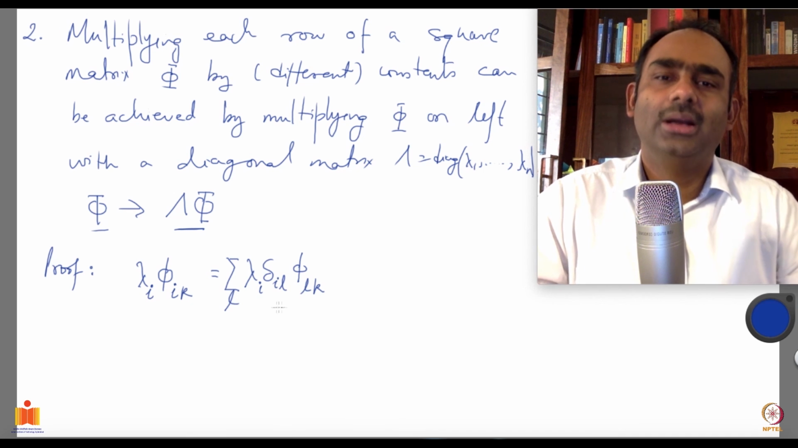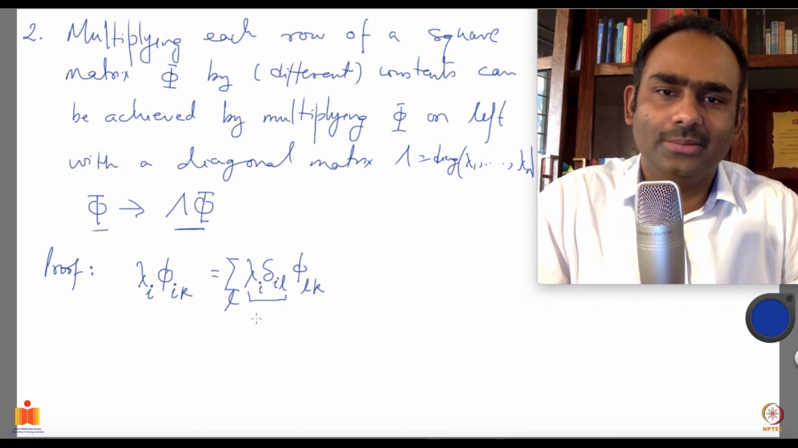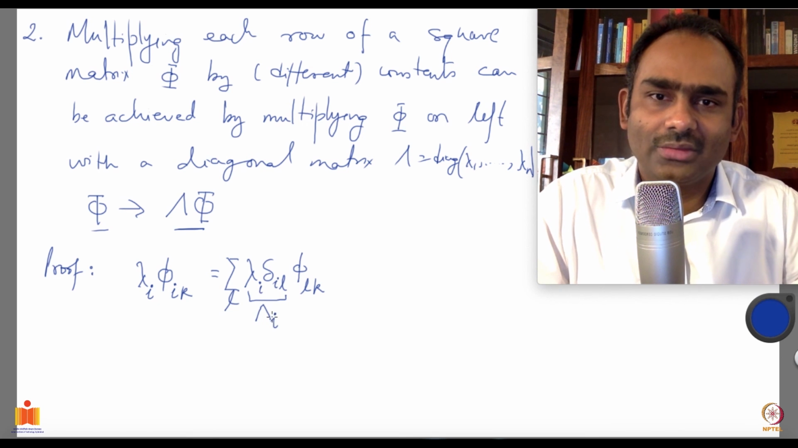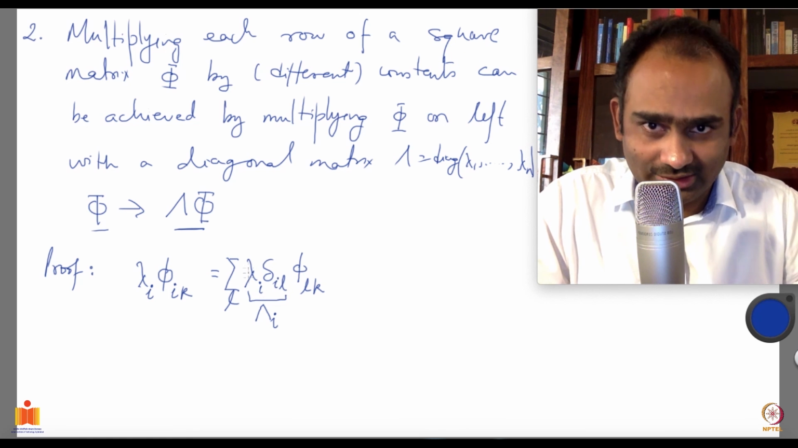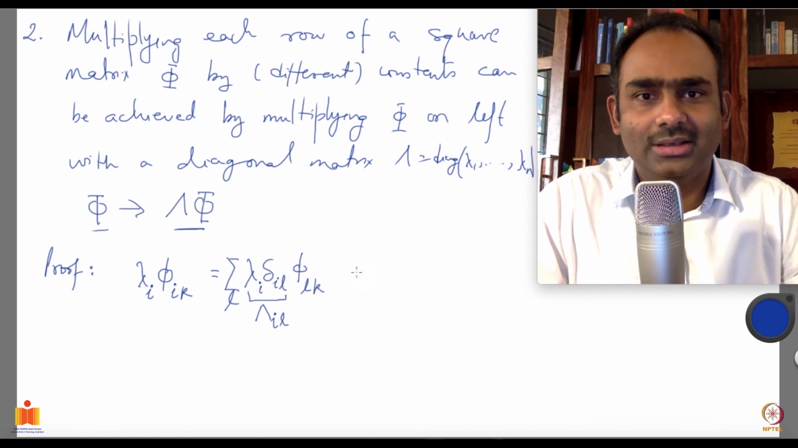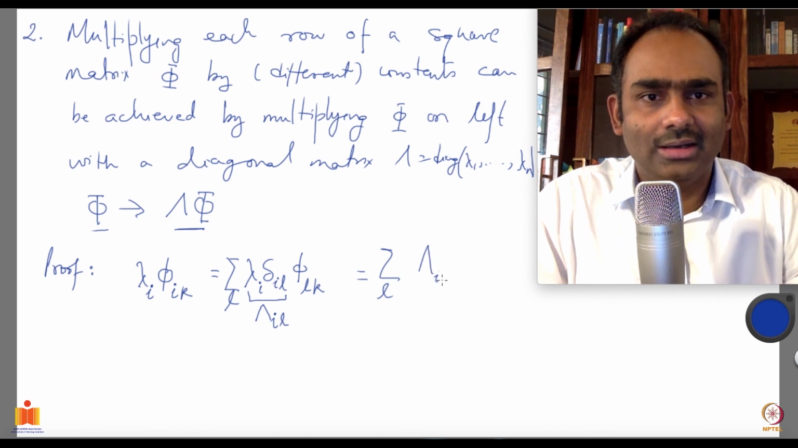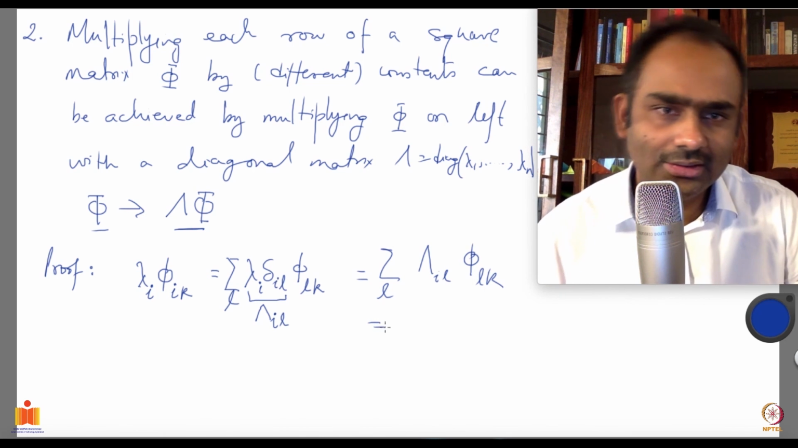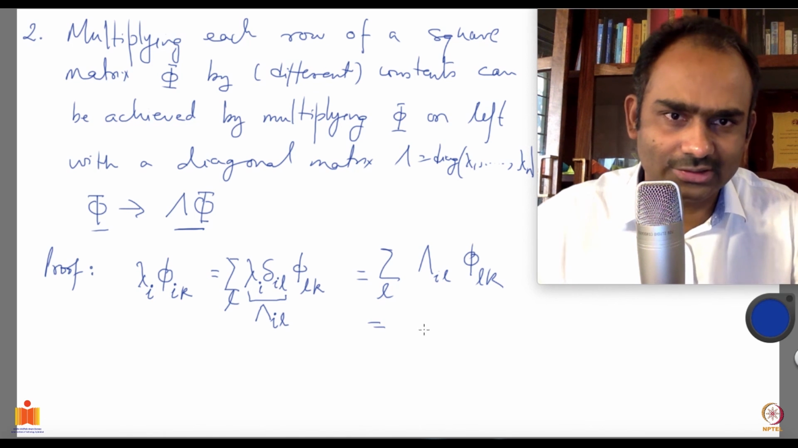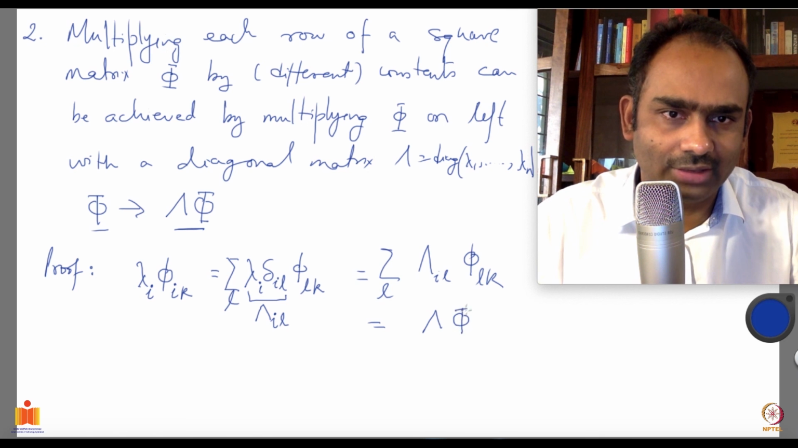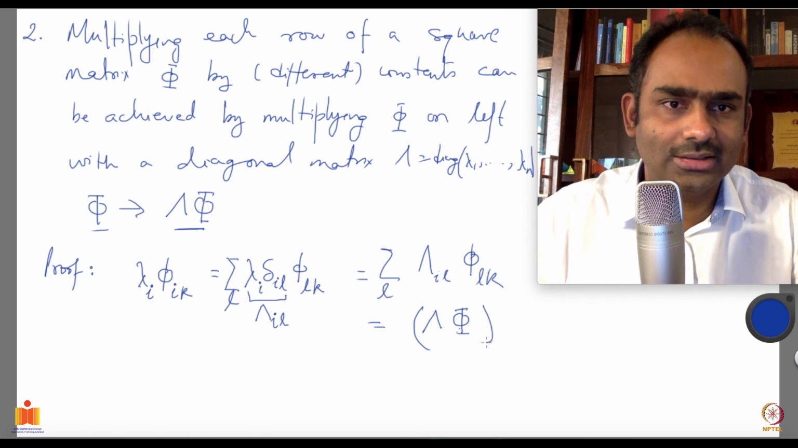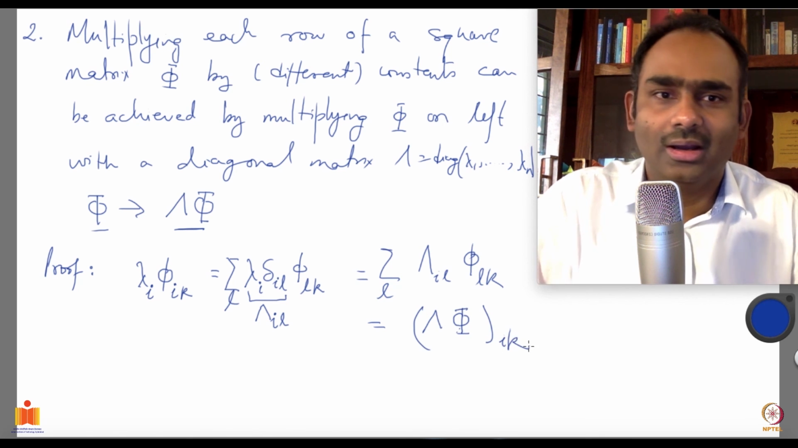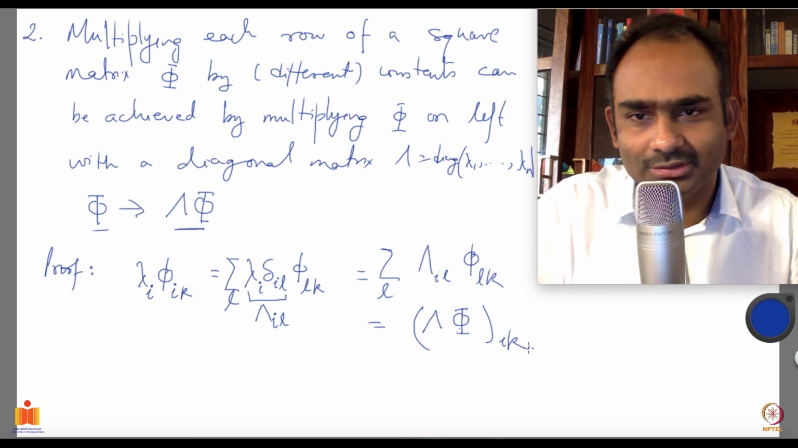Now again, as before, I define this as matrix lambda, and I is a free index, and L is also free, at least in this part. And you see now what you have is summation over L, lambda IL phi LK, which is nothing but the matrix multiplication rule, lambda times phi, and you are looking at the I kth element of it. So we see that we have achieved it.